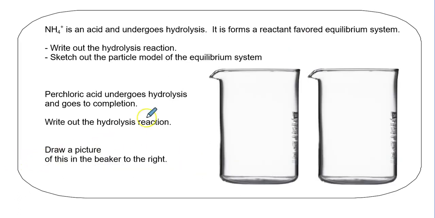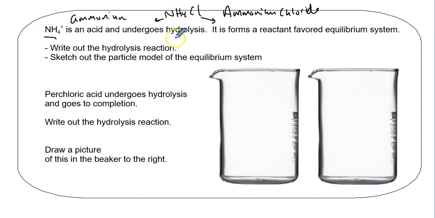Okay. So here we go. So ammonium, this is ammonium. Ammonium is a cation, so a lot of times ammonium comes with an anion. Let's say, for example, NH4Cl. This would be called ammonium chloride. But when it dissolves, it just breaks apart into chloride ions and ammonium ions. So the chloride is just along for the ride, but then the ammonium can undergo hydrolysis.